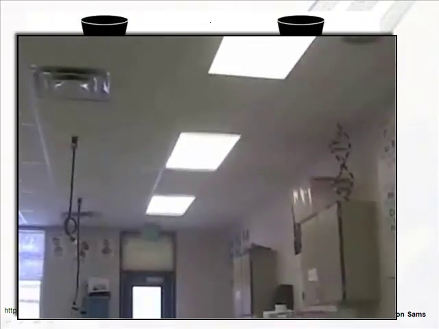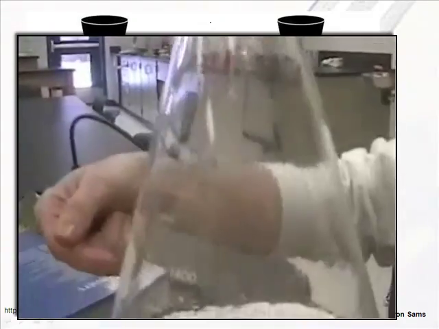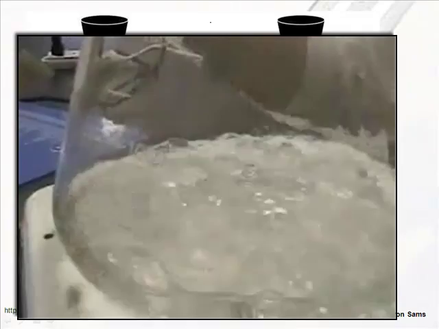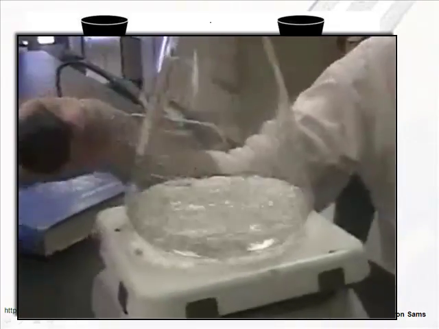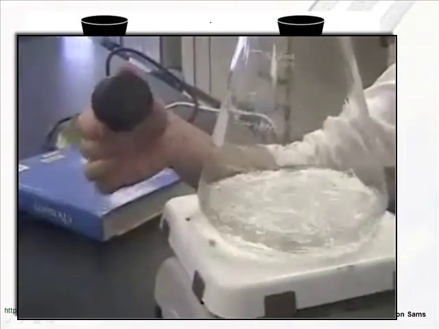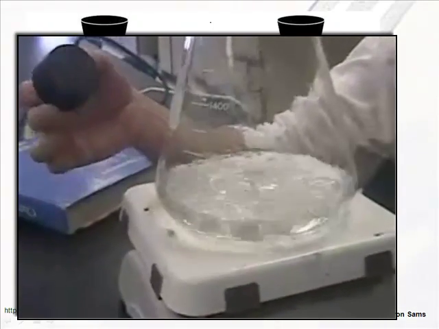And so the liquid is turning from a liquid to a gas, and it exerts a pressure. Now, to illustrate the pressure, I happen to have a stopper right here. I'm going to place the stopper in the flask, and we're going to see what happens.